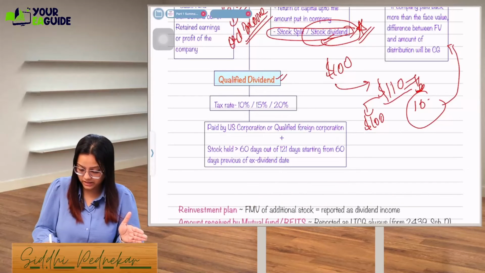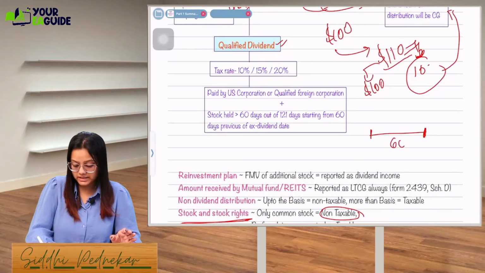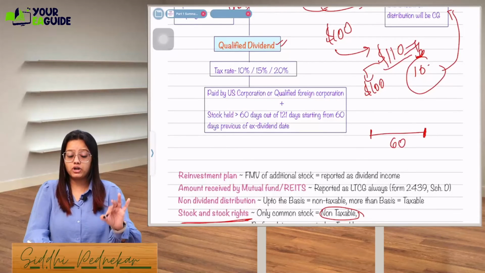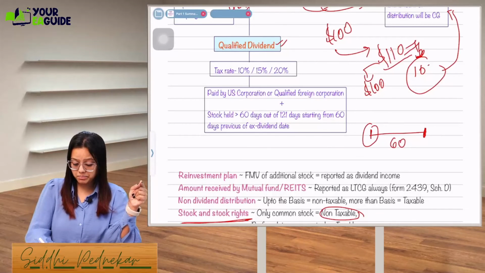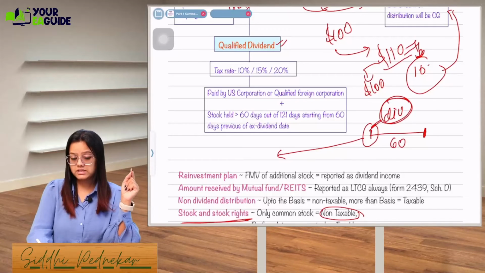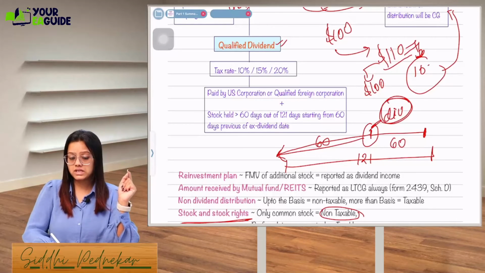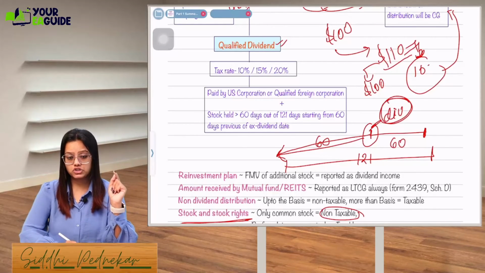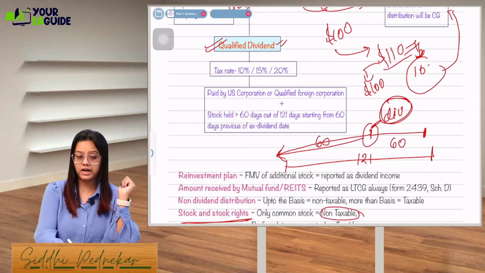Let me explain it again. If you are holding a stock for at least 60 days out of 121 days. Now, this 121 days will start from 60 days previous to the ex-dividend date. This is the dividend date, okay? From this dividend date, you have to calculate back 60 days. So this will be your total 121 days. Within this 121 days, if you are holding the stock for at least 60 days, plus the dividend is paid by the US corporation or a qualified foreign corporation, then it will be called a qualified dividend.